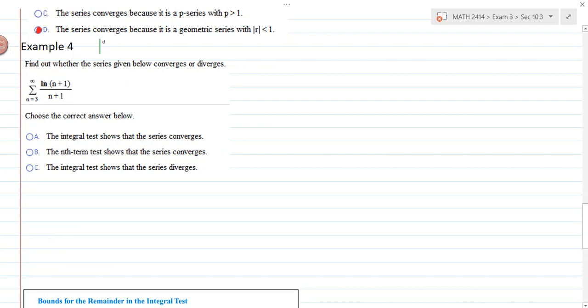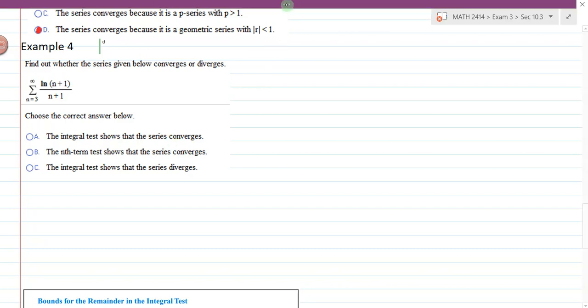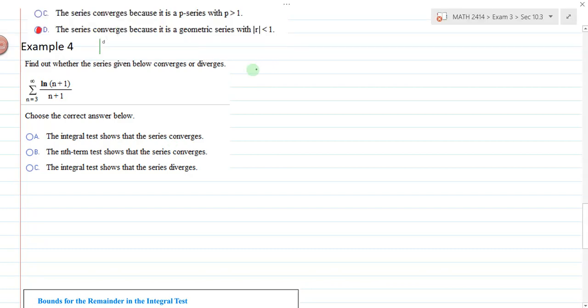What about this series? This one's not a geometric series because I've got this natural log and I don't have powers. It's not a p-series because that n's not being raised to a power in the denominator. So our options here are either the integral test or the nth term test. The easiest test to use when you have a choice is the nth term test for divergence, because it's really nice if the series diverges. So let's check out the nth term test for divergence first.